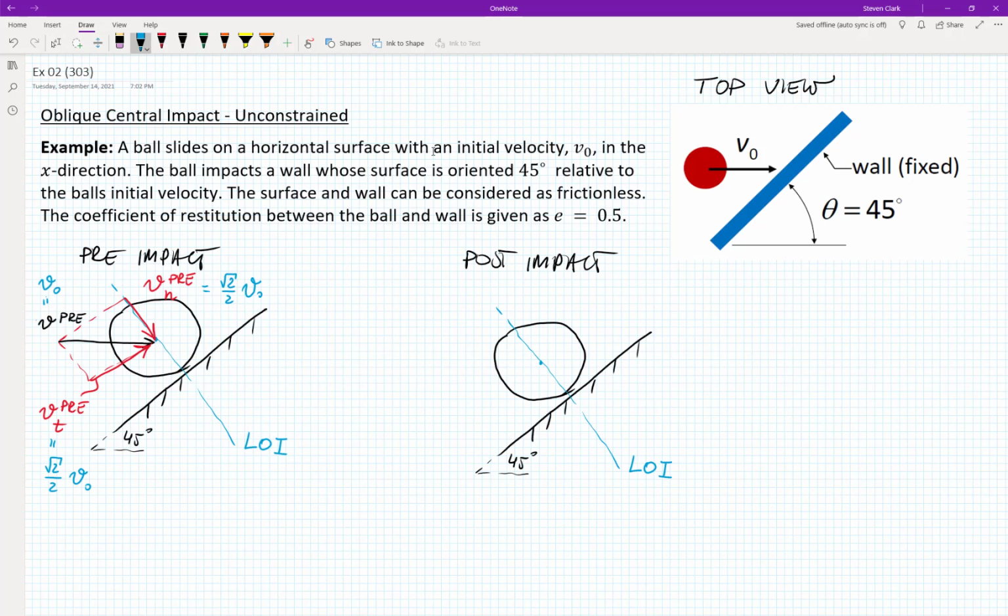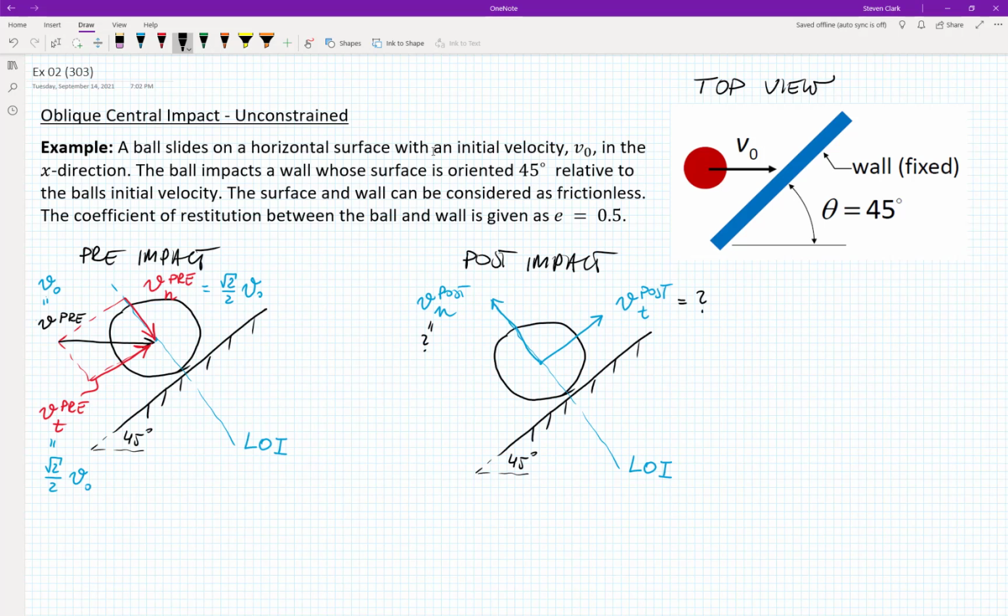Okay, and our goal is to find what happens after the impact. So let me assume these two velocity components. We will have V post tangential direction, and we will also have V post normal direction. We do not know them right now. We don't know this one and we don't know this one.